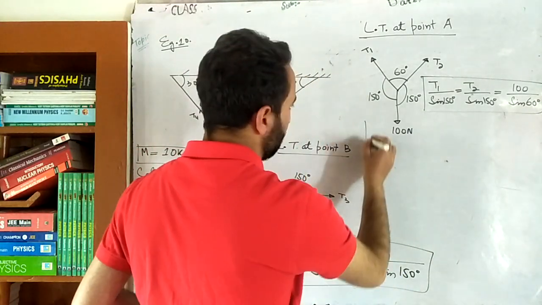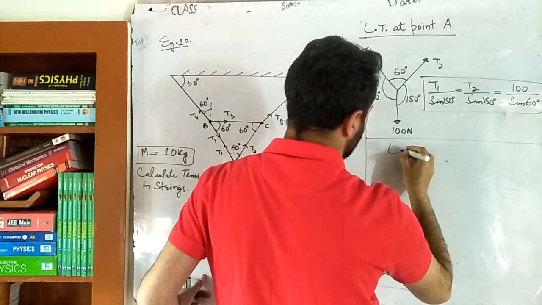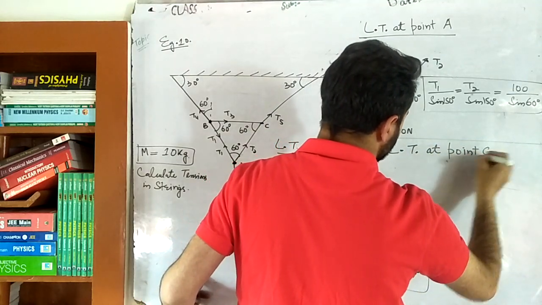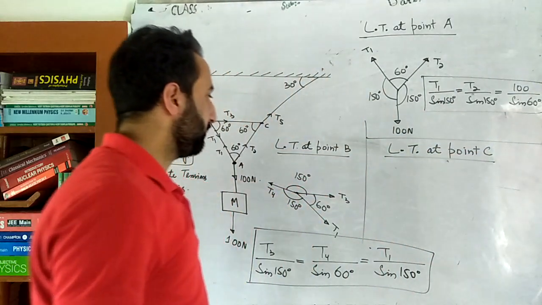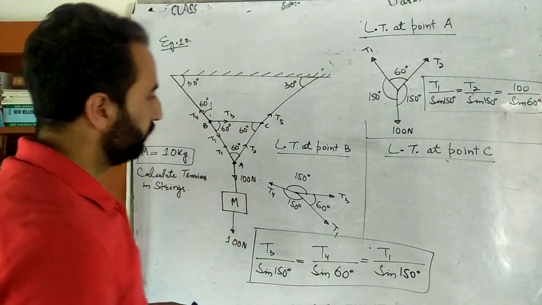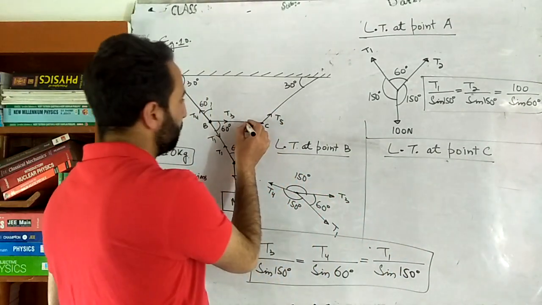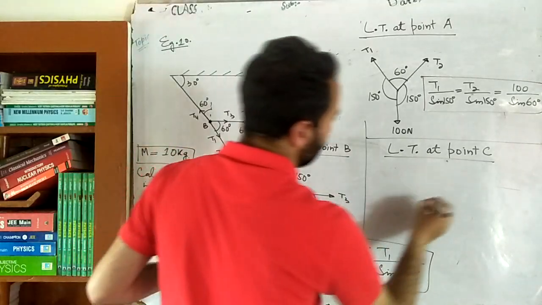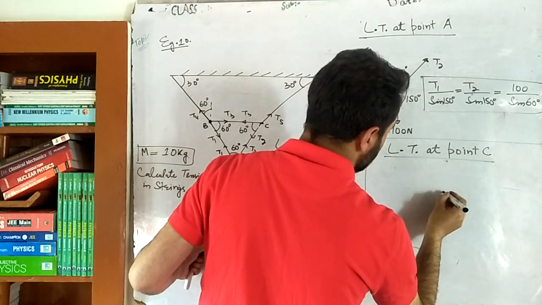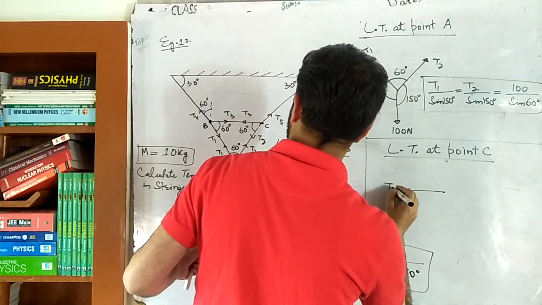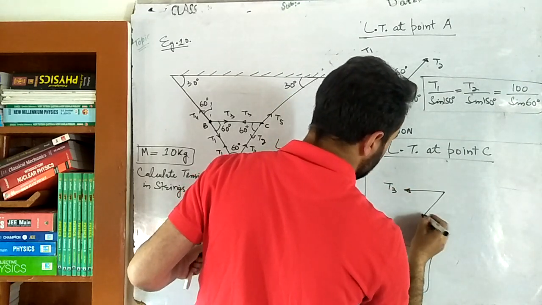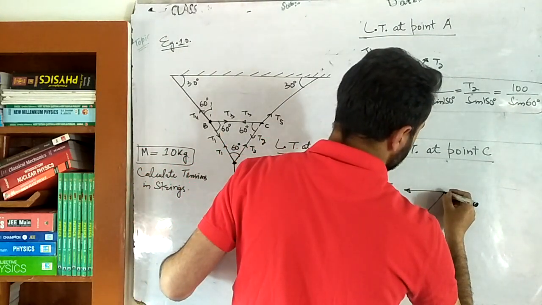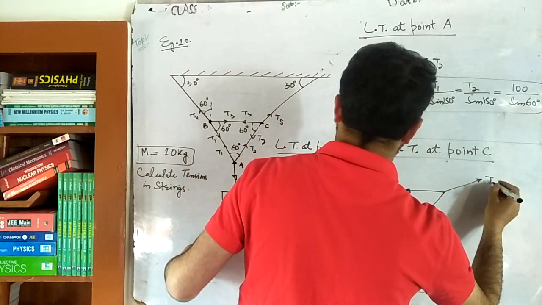The next here we have is Lami's theorem at point C. So this is the point C for you. Okay, so again, construct the free body diagram. This will obviously be T3, and this will be T2. So again, there are three different forces. One in this direction, and that's T3. Another force in this direction, and that is T2, and another force along this direction, that's T5.